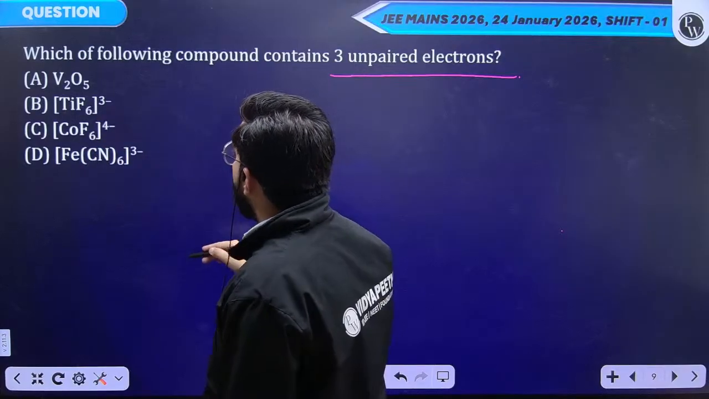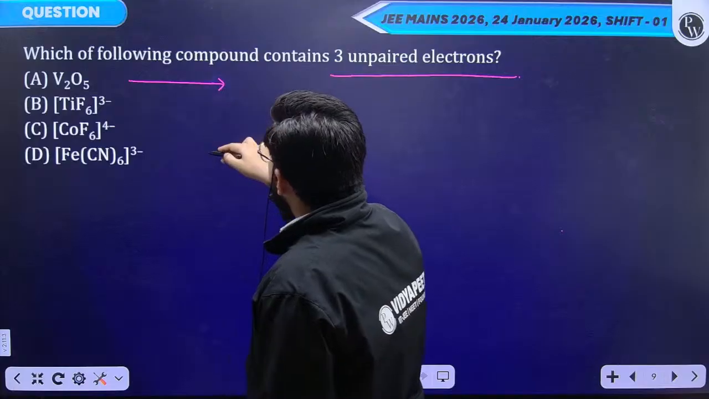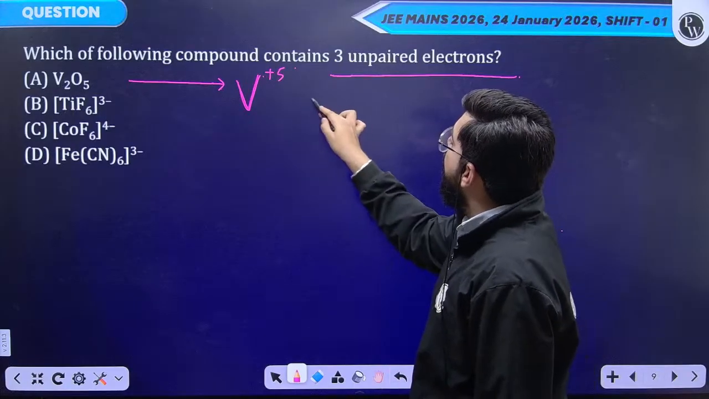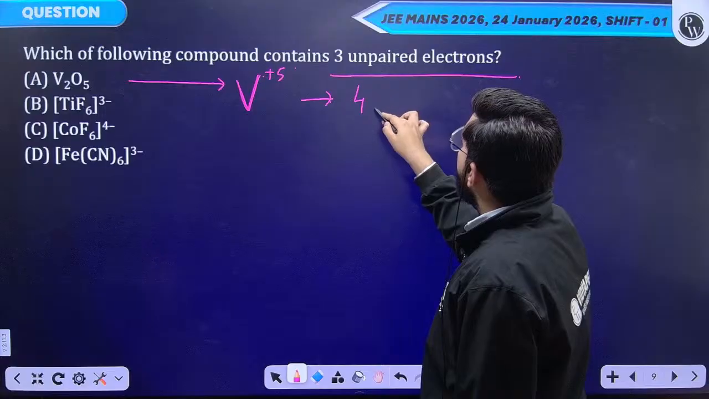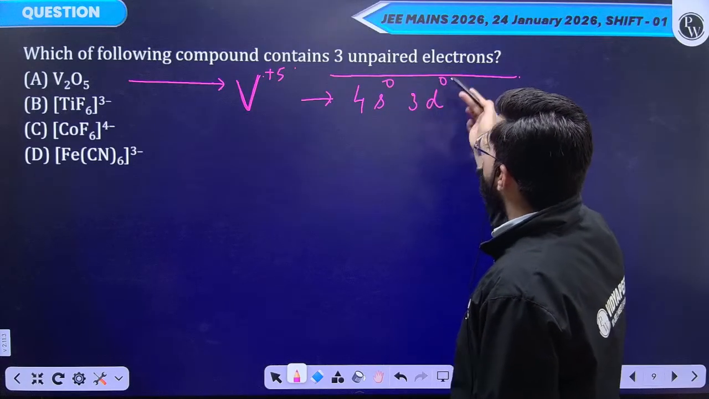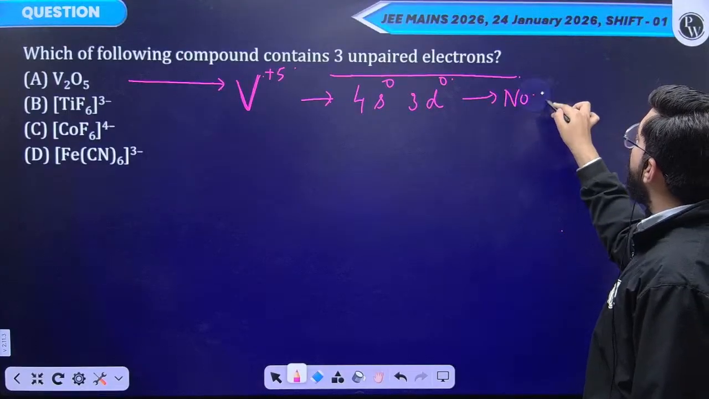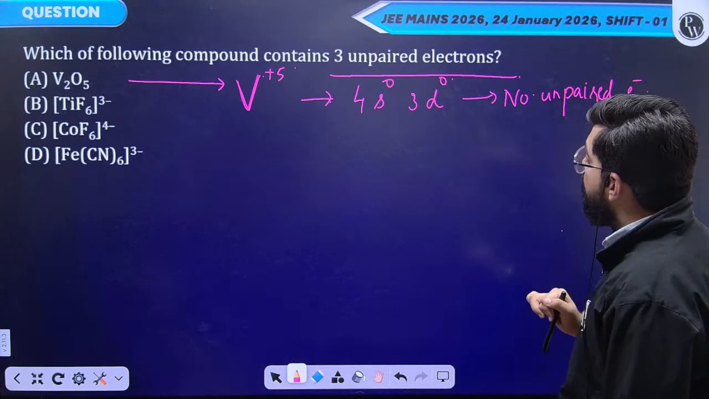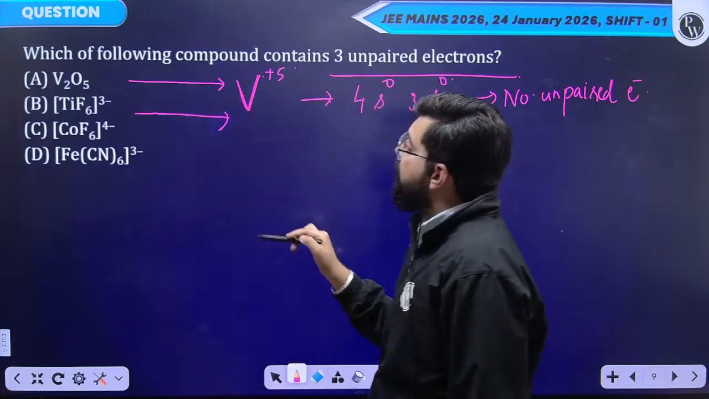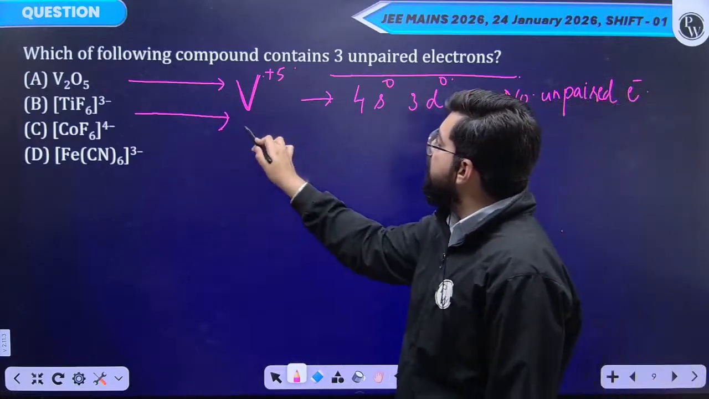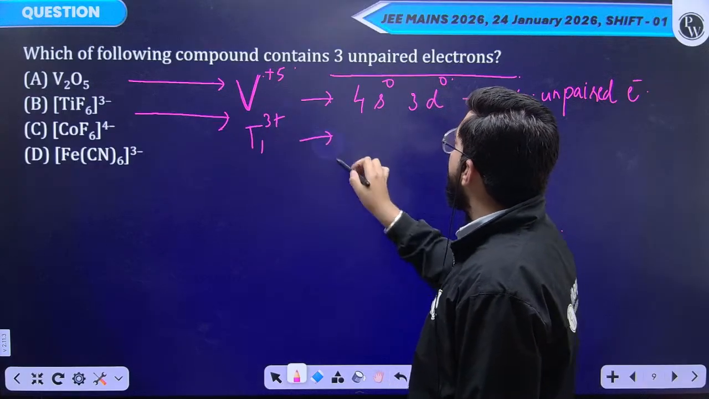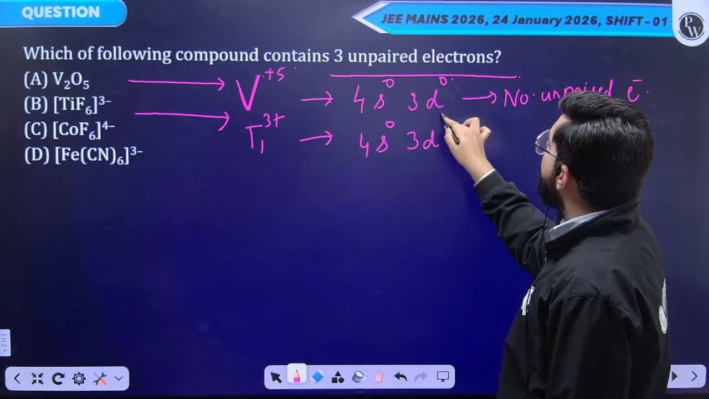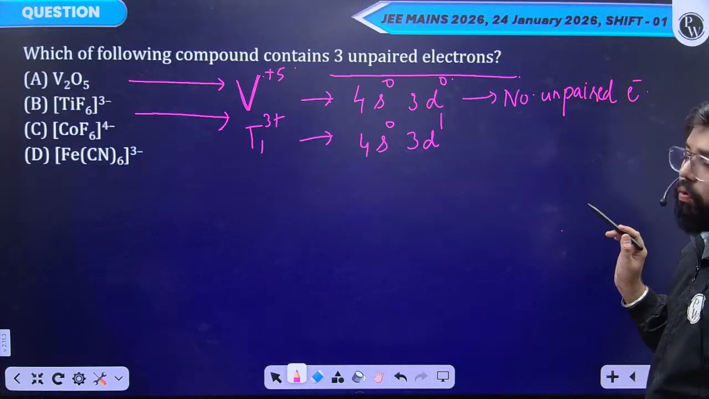So first is V2O5, right? Vanadium pentoxide. In this, vanadium will get plus 5, right? And the configuration will be 4s0 3d0 only. So here no unpaired electrons. Next, moving to the next, TiF6 3 negative. So yes, Ti will get 3 plus, right? And here it will be 4s0 3d1.